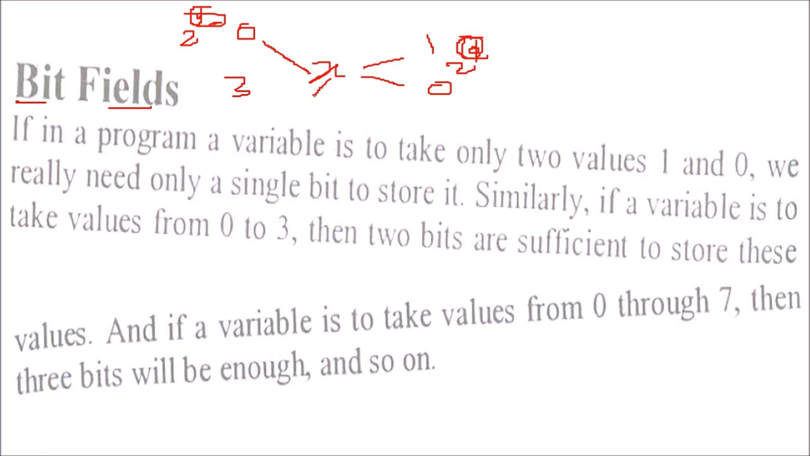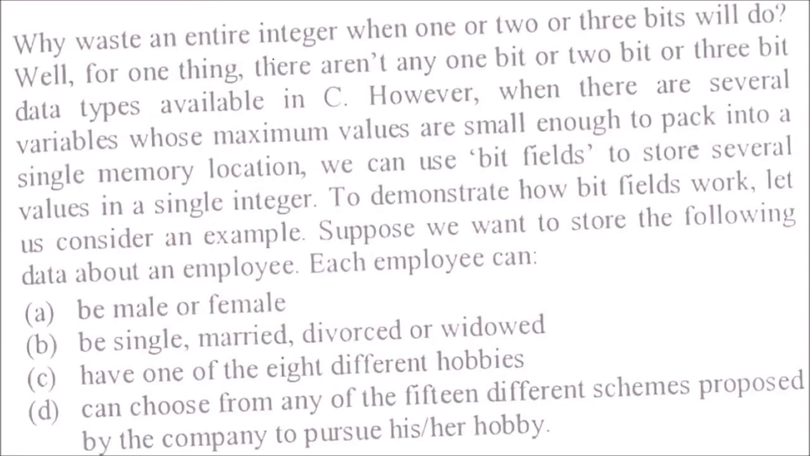Again, if a variable goes from 0 to 7, this is 8. So 2 to the power 3 is 8. So I need only 3 bits. Why would I require 8 bit or 16 bit or 32 bit, because I need only 1 or 2 bits? So we are actually wasting an entire integer for that.